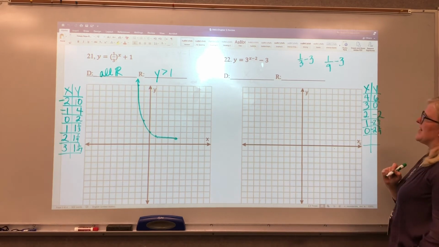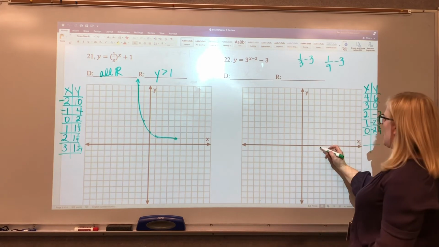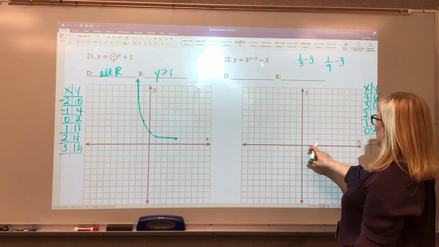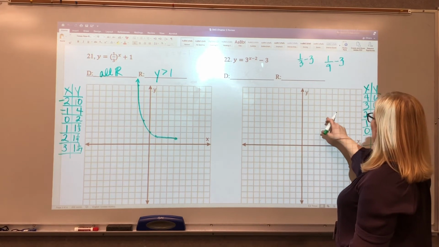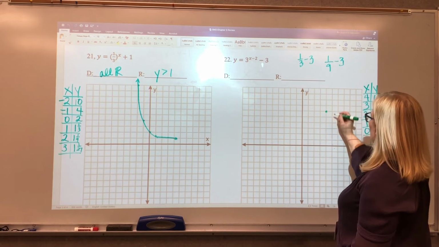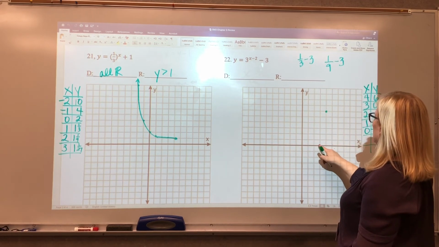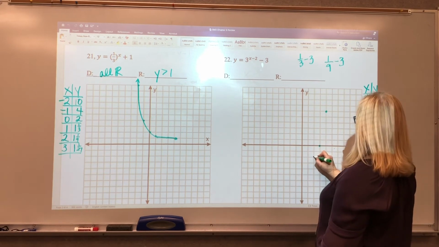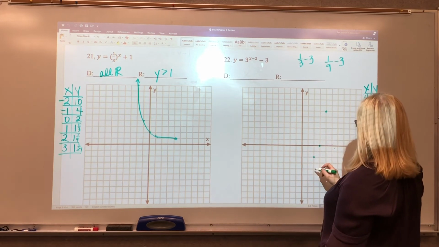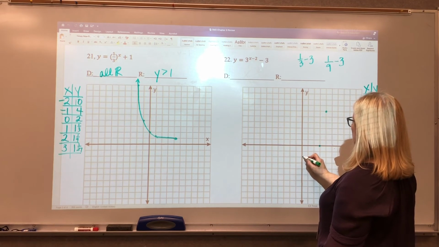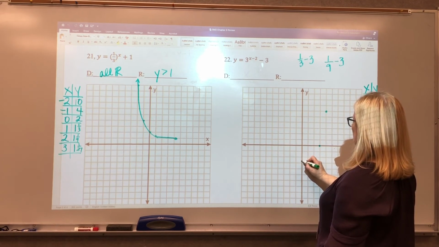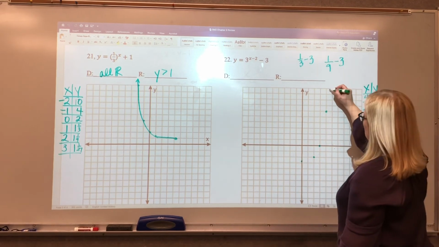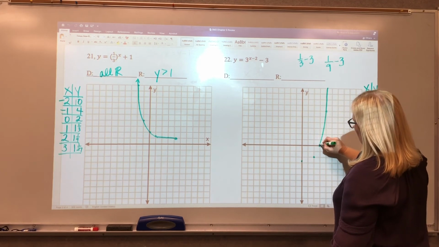Okay, those are negative. All right, so we've got x is 4, 3, 2, 1, 0, -1, -2 and y is 6, 0, -2, -2 2/3, -2 8/9. All right, so this one is coming down this way.